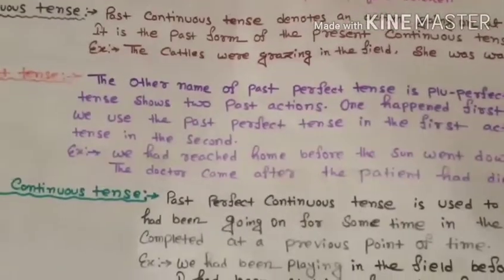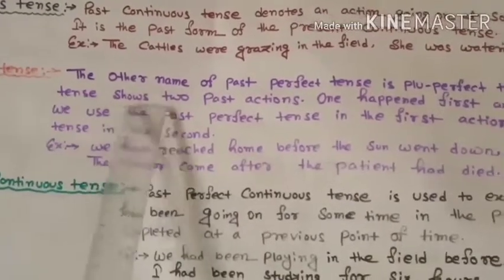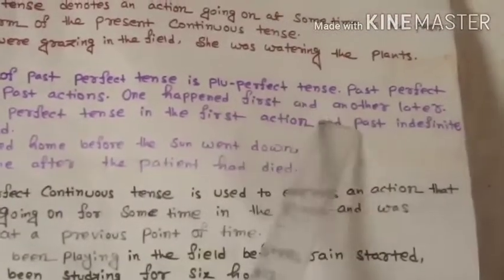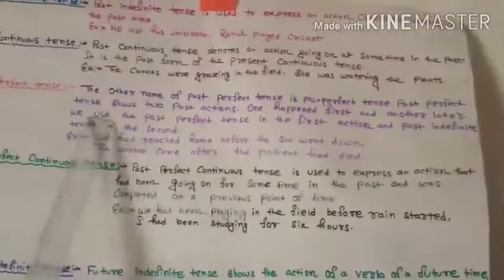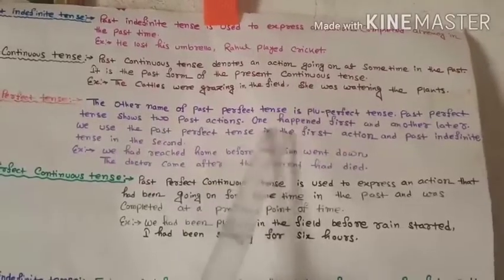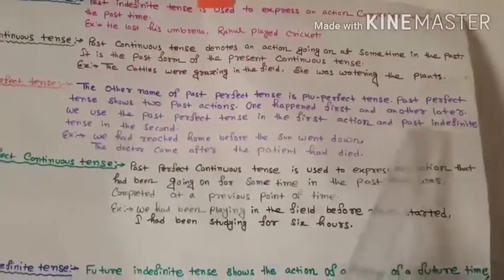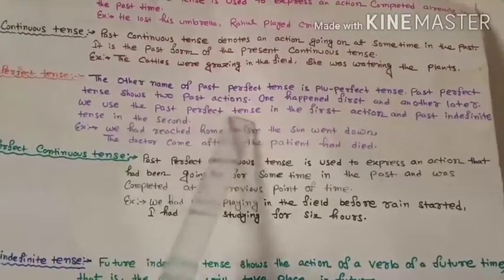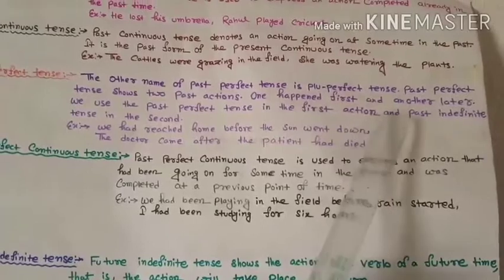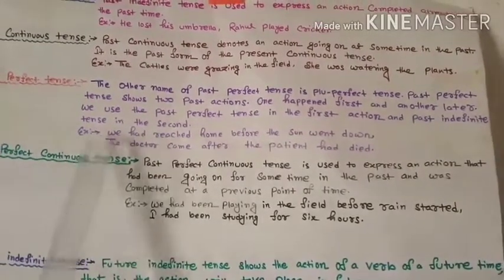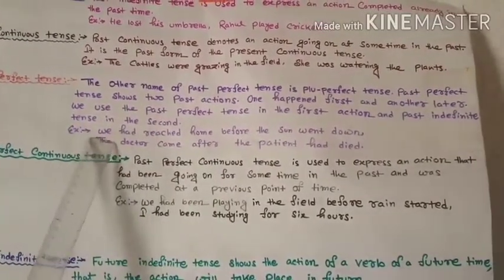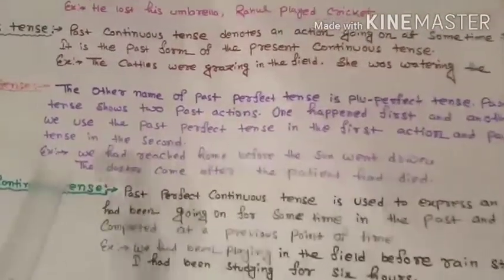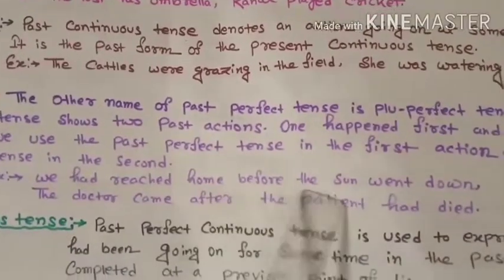Once again, past perfect tense shows two past actions, one happened first and another later, and we use the past perfect tense in the first action and past indefinite tense in the second. For example, you can see here, we had reached home before the sun went down.